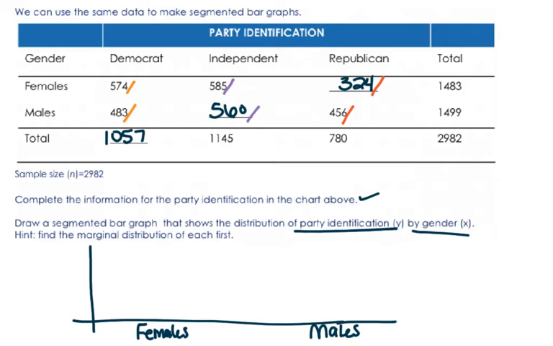So if I want to find Democrats that are females, I'm going to do this divided by the total. And not the total like the 2,982, but I'm going to do it by the total number of females because that's what I'm looking at. So these are the fractions that I'm going to be finding. And then when I do these other ones, I'm going to divide them by the total number of males. And I'm going to get a decimal, and then I'm going to go ahead and convert those to percentages.